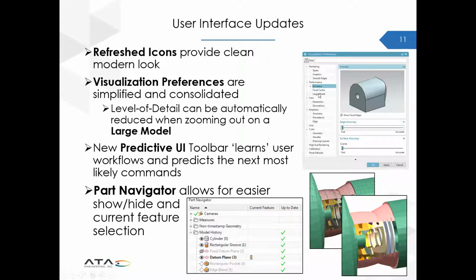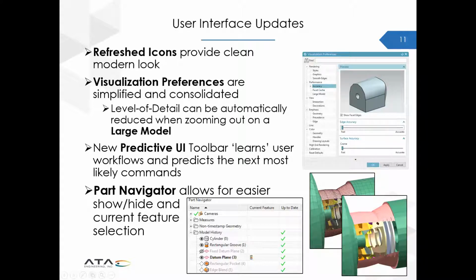One of my favorite things is that on this performance accuracy tab, there's now a little preview window. And so as you drag this edge accuracy and surface accuracy across, you can see what that will do to your model in terms of facet tolerances. There's also an option down here to reset the defaults. You can reset all of the defaults at once, or you can reset just a single tab.